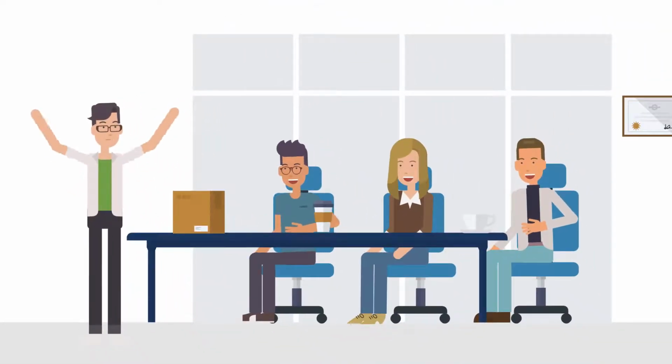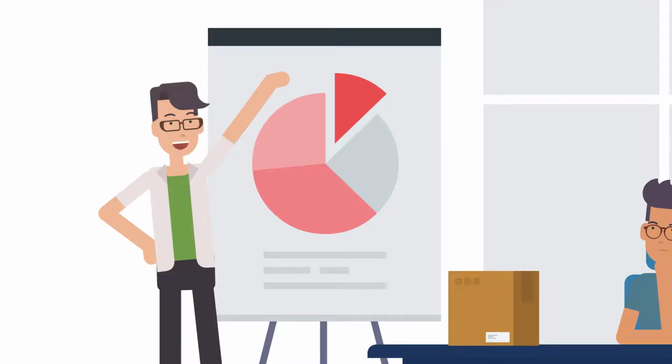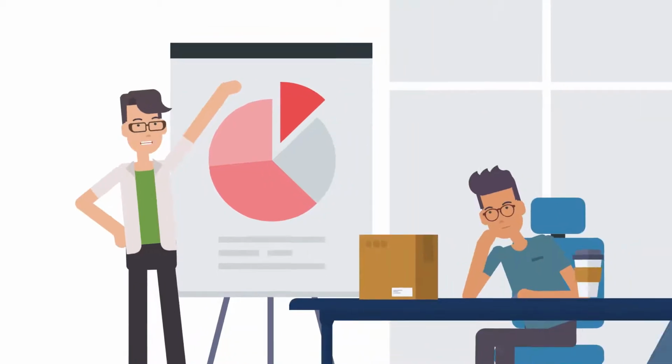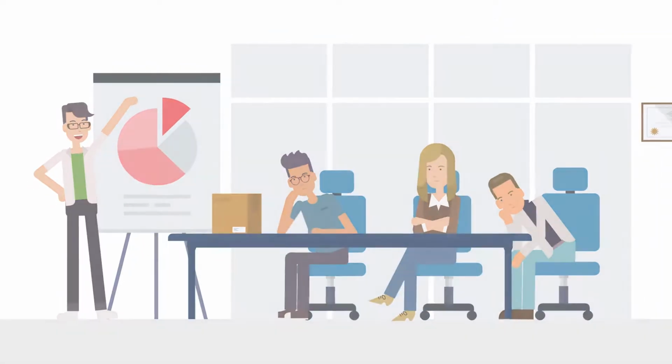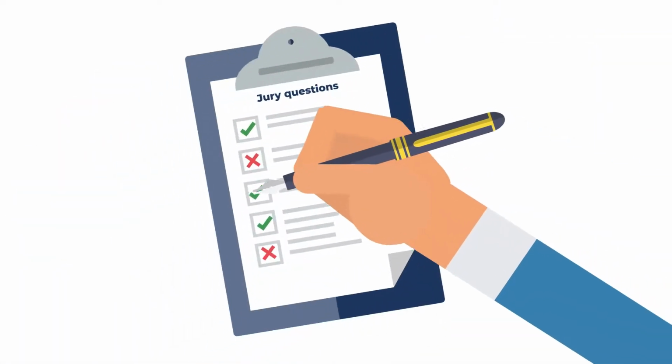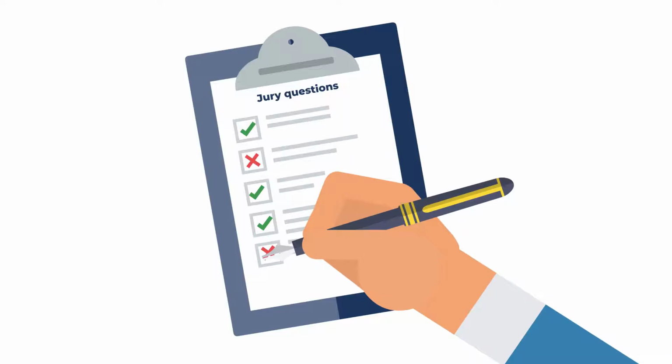Pitch should contain feelings. Be concise. Don't get boring with data that the jury doesn't need. Say what you have to say. For all marginal information, time is available for jury questions.